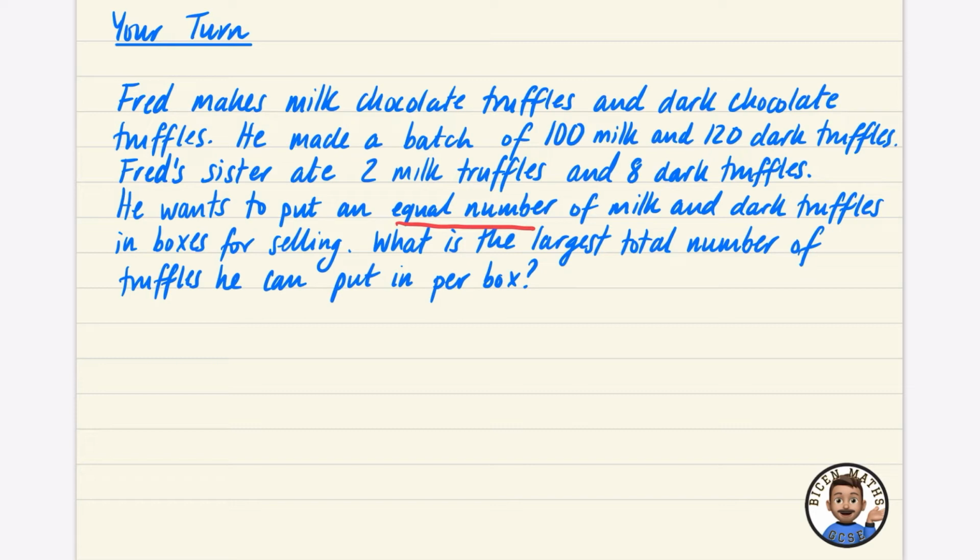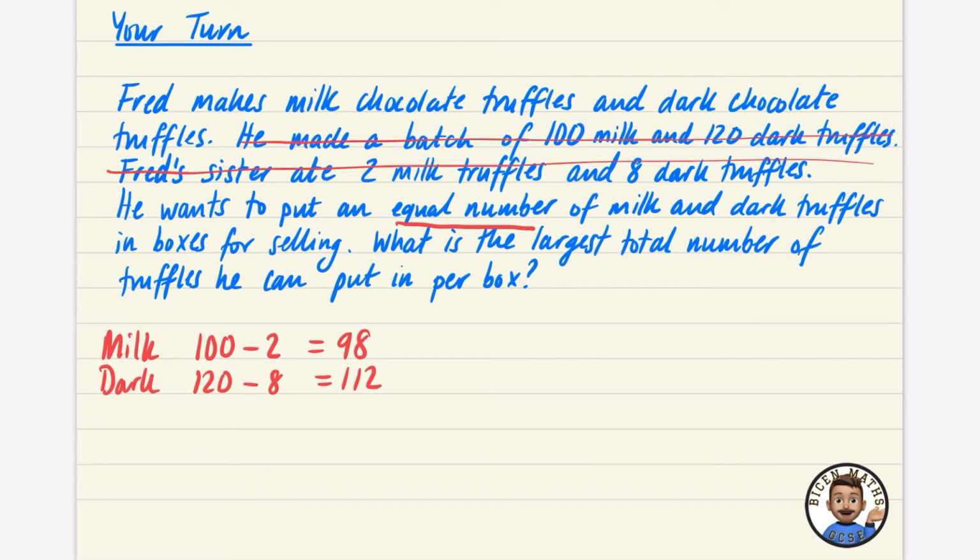Okay, so let's just have a quick think to begin with. We had the milk truffles. He had 100, but his sister ate 2, so he's got 98. And for the dark ones, he had 120, but his sister ate 8, so we have 112. So we've basically dealt with this whole part, we don't really need to look at that anymore. He wants to put an equal number of milk and dark truffles in boxes for selling. So we need to think about how much he can put in if he wants to put the same amount of milk and dark in the boxes.